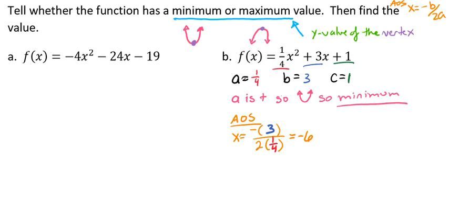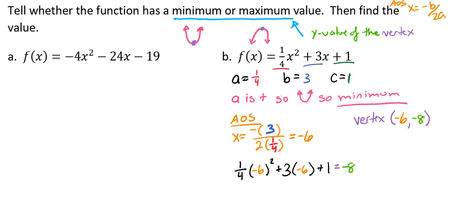Now that we have that x value, remember all we're really looking for here now is our vertex. We already have that it's a minimum. Now we just need our vertex, and we already have half of it. So now we're going to take our equation, 1/4 x squared plus 3x plus 1, and plug in our axis of symmetry. So we're going to plug in that -6. When I plug that into the calculator, that's going to give me a value of -8.